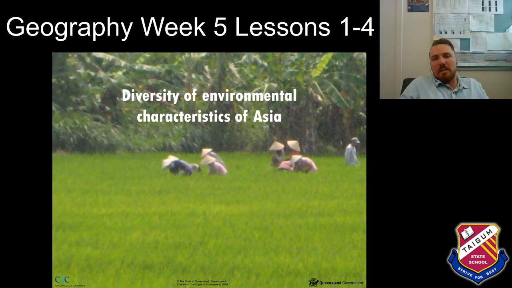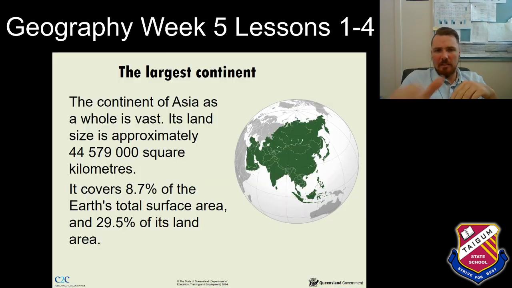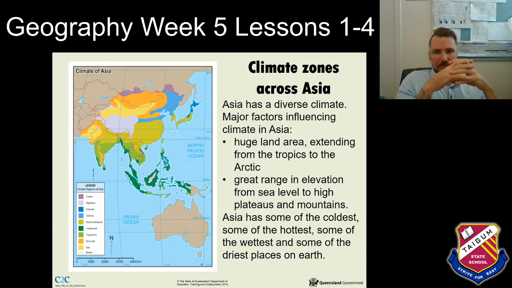So we're going to move into talking about our diversity of environmental characteristics in Asia, and what that means is what are the differences between the environment in Asia. And we make some comparisons between different countries as well. So the largest continent, the continent of Asia as a whole, is vast because it covers a really wide stretch of land. Its land size is approximately 44,579,000 square kilometres, and it covers 8.7% of the Earth's total surface area and 25.5, nearly 30% of all the Earth's land is contained within the continent of Asia.